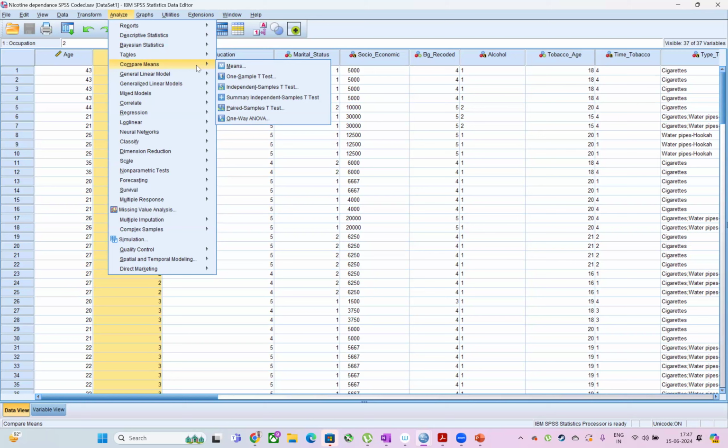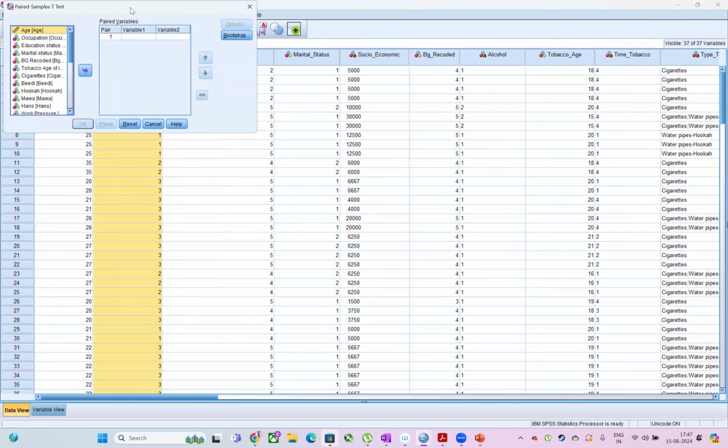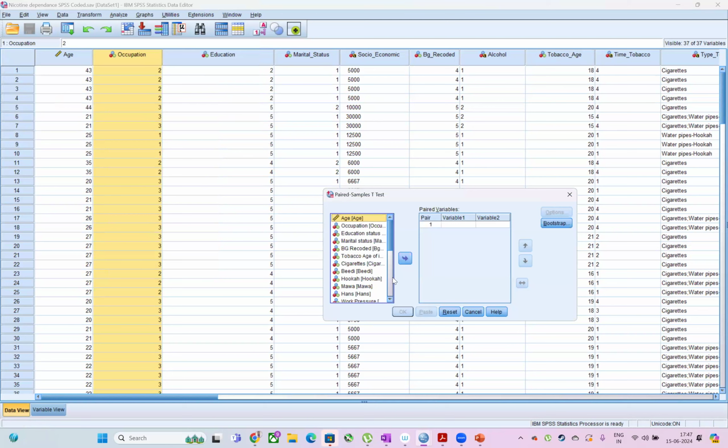Yes, any idea? If the dependent variable is continuous and the independent variable has two groups. Okay. So the paired sample t-test is ideally used for before-after data. Here, before I gave health education, this was the nicotine dependence score. After I gave the health education, this is the nicotine dependence score.